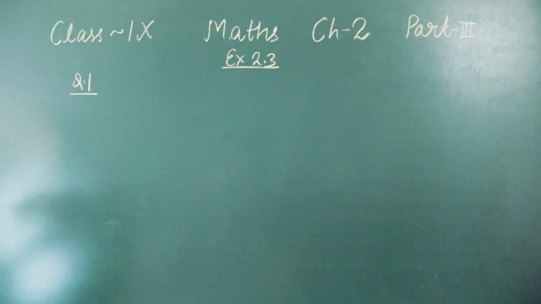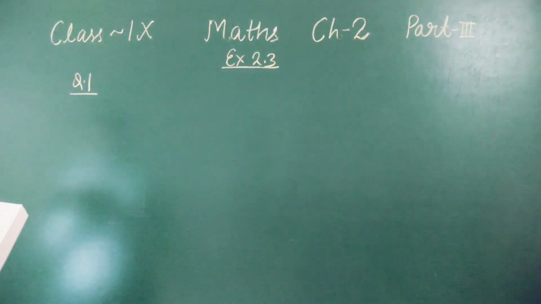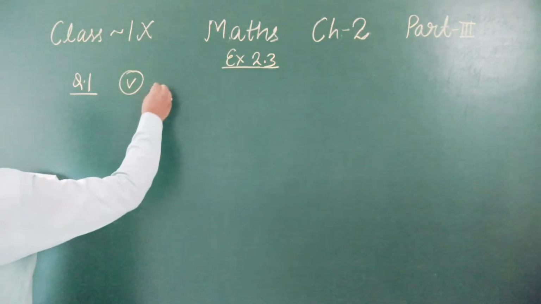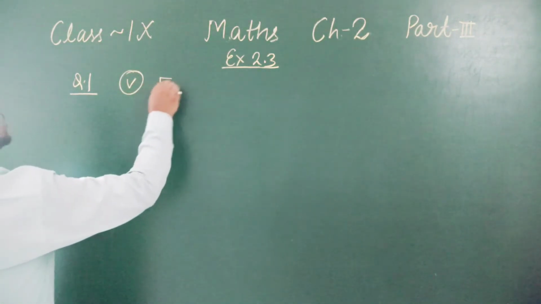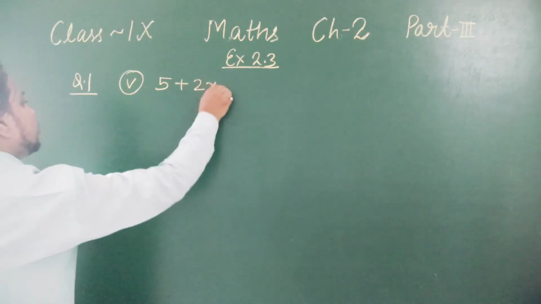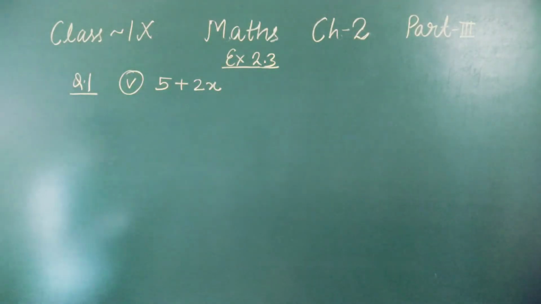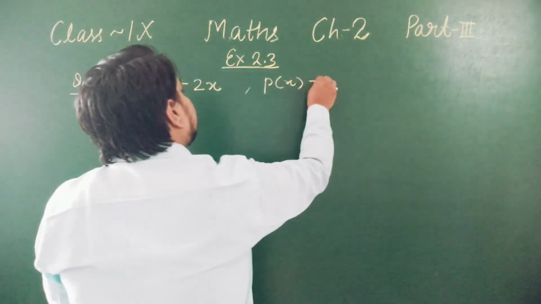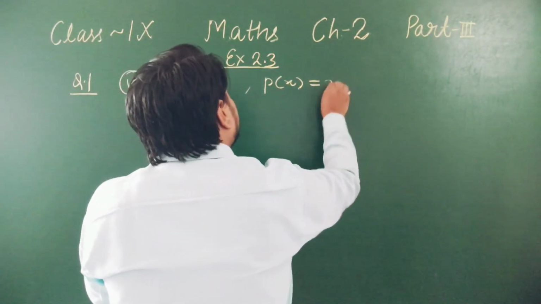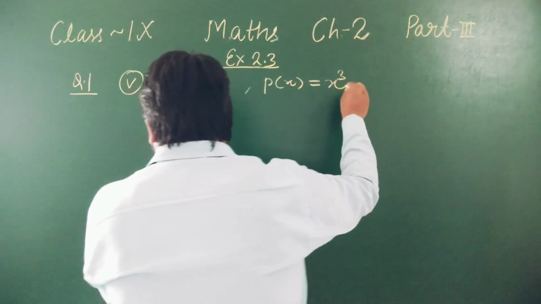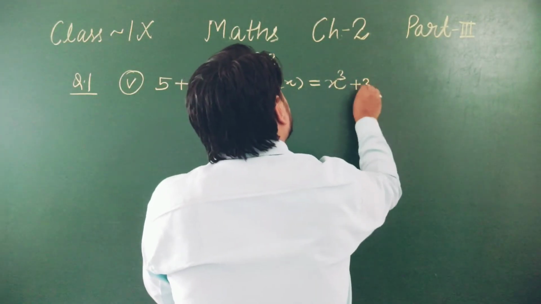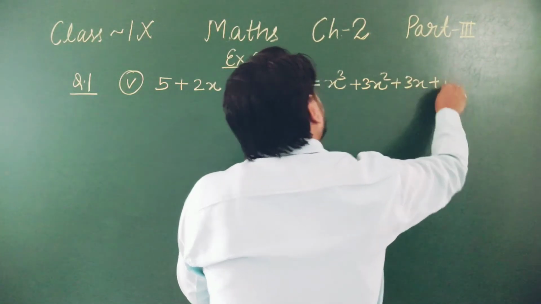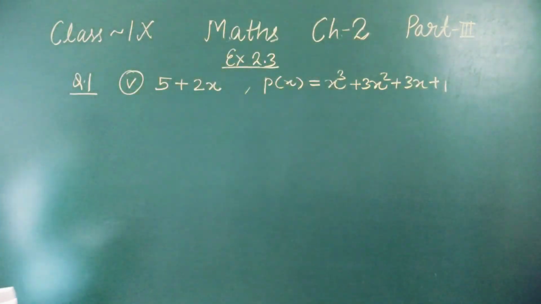Let us solve its fifth part, the tough one. The divisor is 5 plus 2x, and the polynomial is given: x to the power 3 plus 3x square plus 3x plus 1.